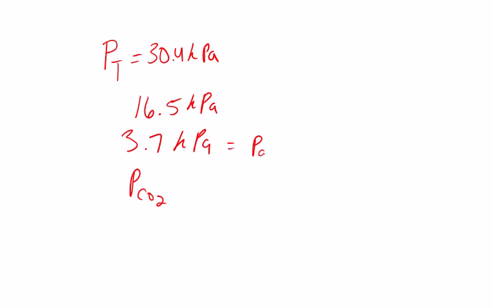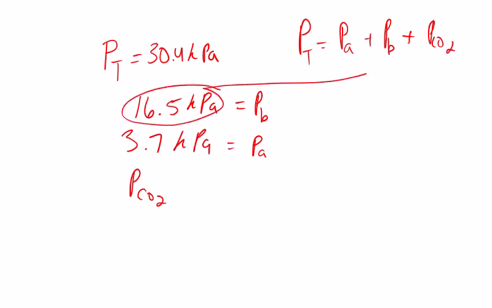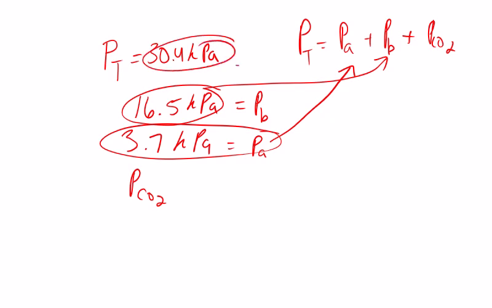So we can assign both of these. Let's call them pressure A and pressure B, and we can plug them right into Dalton's law, where we can figure out what the pressure of the CO2 is. So we're going to plug this number in, plug this number in, and we're just going to simply subtract. So if you subtract these, you get 10.2 kPa, and that is our pressure for CO2.